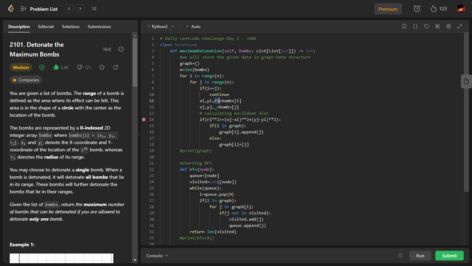Now I'm going to check the Euclidean distance. What is the Euclidean distance? It is x square plus y square. Now suppose I'm given xi, yi, and similarly xj, yj.